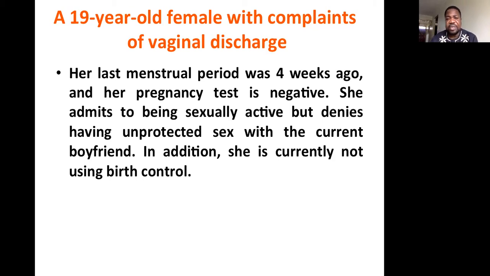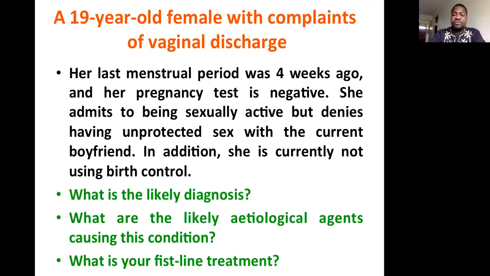She admits to being sexually active, but denies having unprotected sex with the current boyfriend. In addition, she is currently not using birth control. So what is the likely diagnosis? The likely diagnosis of this patient is a condition that we call pelvic inflammatory disease, PID.